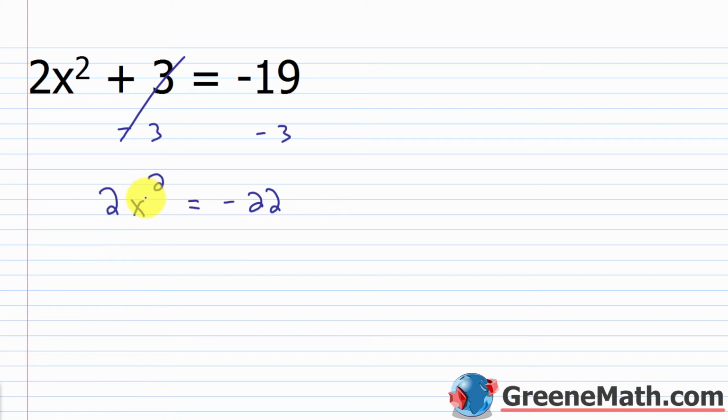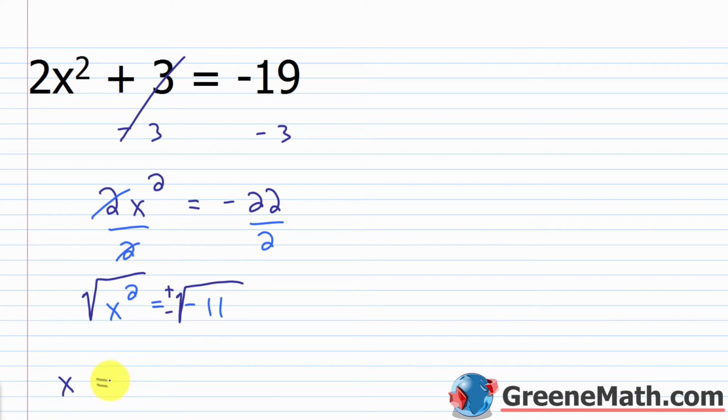I want x squared by itself. I want 1x squared. So let's divide both sides of the equation by 2. And this will cancel with this. We'll have x squared is equal to negative 11. And then now all I need to do is take the square root of each side. So I'll take the square root of this side, and I'll go plus or minus the square root of this side. So we know this ends up being x, and this is equal to plus or minus the square root of negative 11.